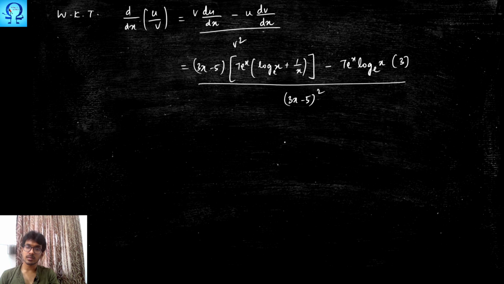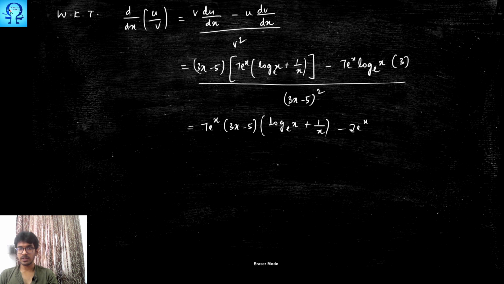Here we need to make the simplification in the numerator. So in the numerator, let me take 7 e power x as a common thing. Actually, this is in multiplication, so let me write it this way. Minus 7 e power x. So 7 times 3 would give us 21 e power x log x upon 3x minus 5 whole squared.